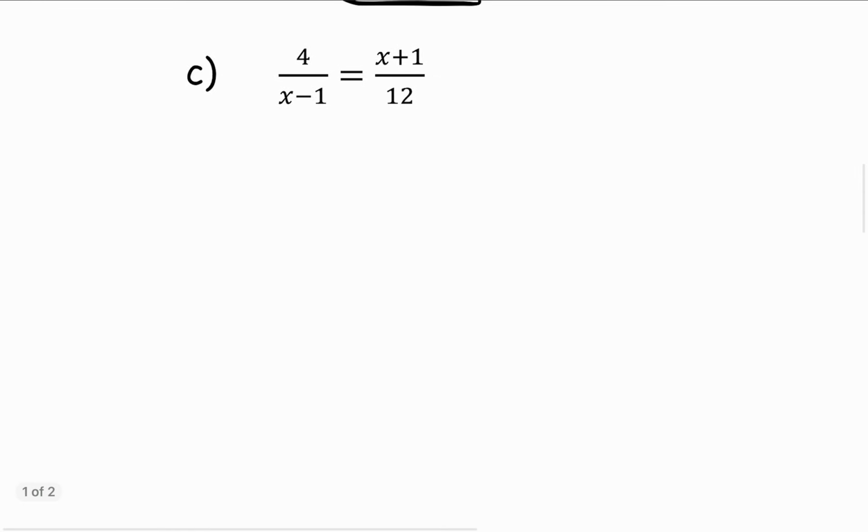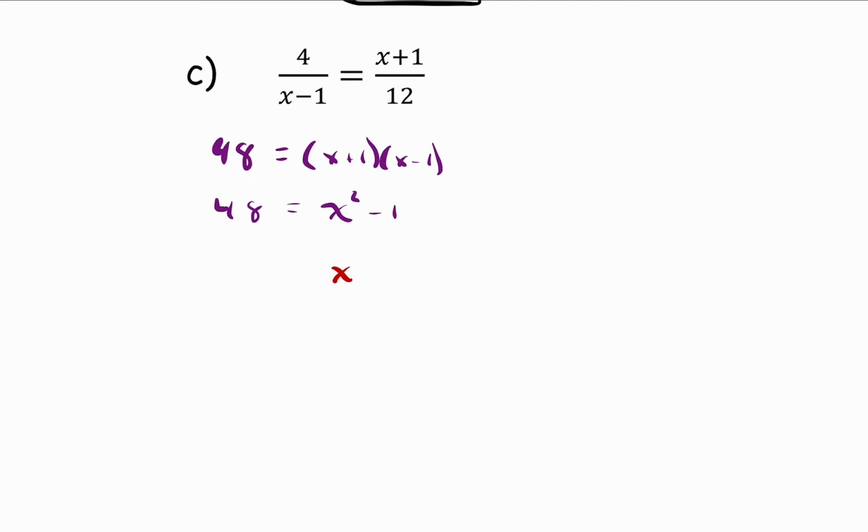Moving on here, we have another rational equation set up as a proportion. So we're going to cross multiply. So 48 equals x plus 1 times x minus 1. That's the difference of squares. So that's going to be x squared minus 1 equals 48. Isolate the variable. We end up with x squared equals 49. And now, make sure you're paying attention, x equals plus or minus 7.